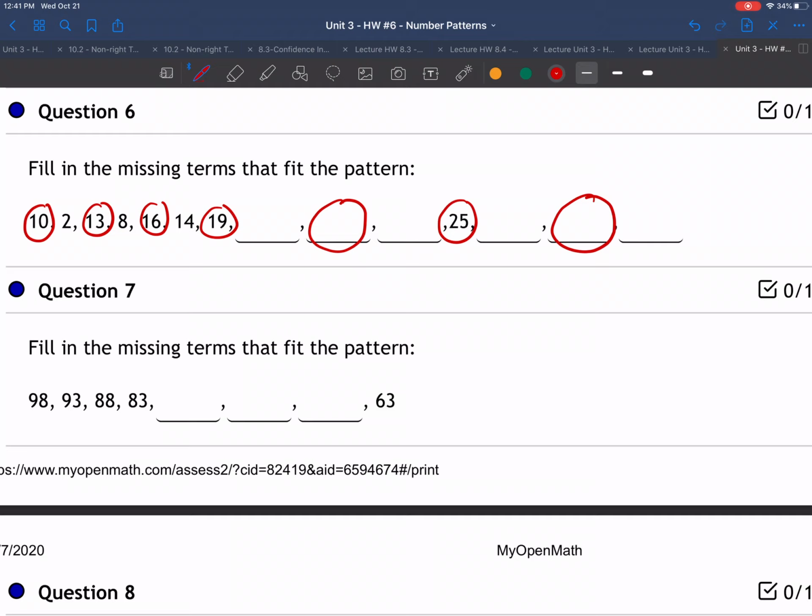See how I circled every other number? Just look at those for a moment. Do you see a pattern just in those? How does 10 become 13? How does 13 become 16? 16 become 19? What's happening in every other number? That's easy, right? It's adding 3.